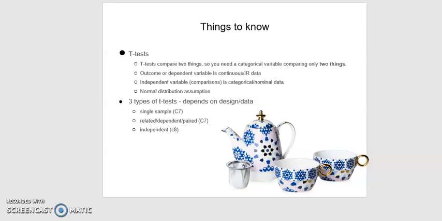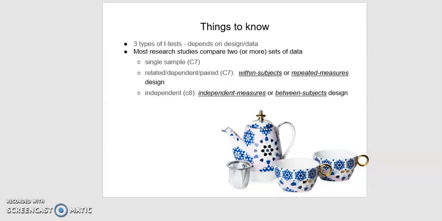So t-tests, your book talks about single sample t-tests, which we're not going to review in 231. And then related, dependent, paired t-tests, all those are the same name for the same thing, and then independent t-tests. All right, so the two t-tests we're going to focus most on are related, dependent or paired t-test. That is part of a within subjects design or a repeated measures design.